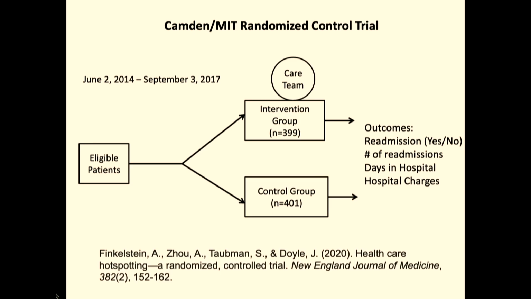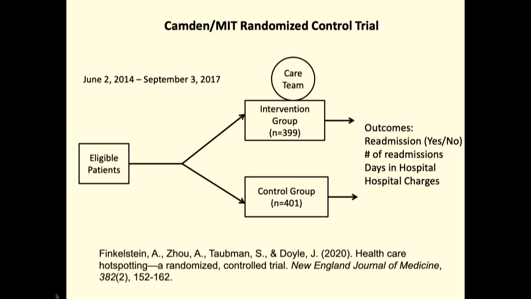It took three and a half years to finish this enrollment. That's kind of how costly it was to execute this trial. And it was published in the New England Journal of Medicine in 2020. It was a highly anticipated study. People really liked the Camden Coalition and what they were doing, and they wanted it to succeed.